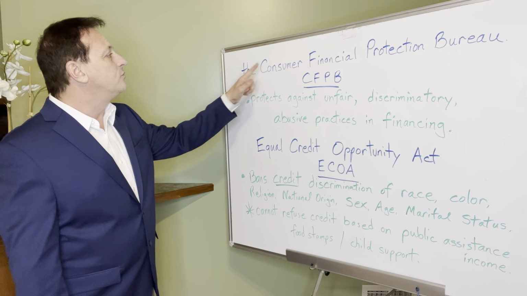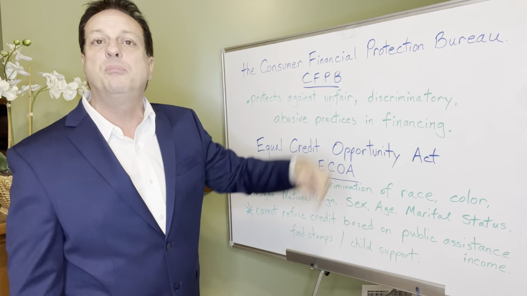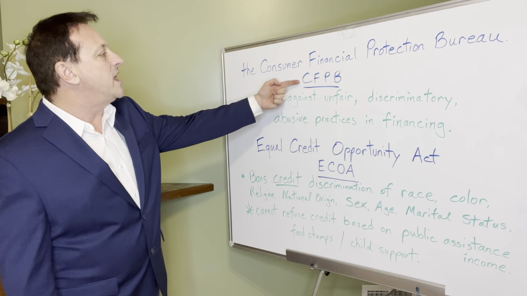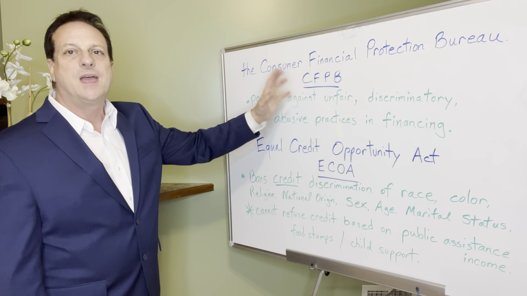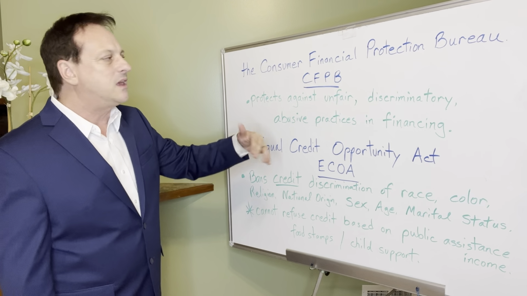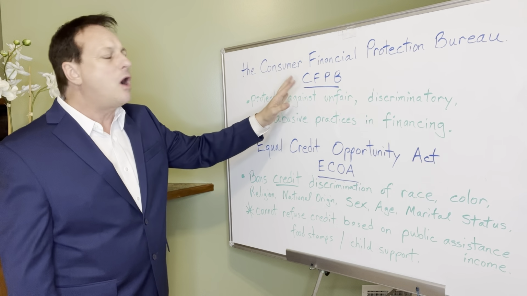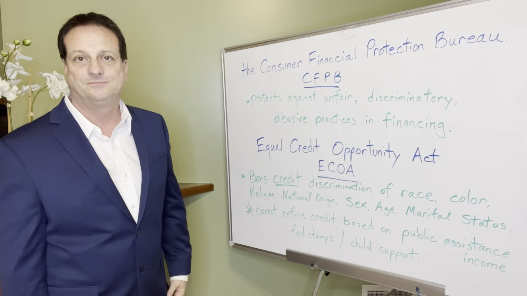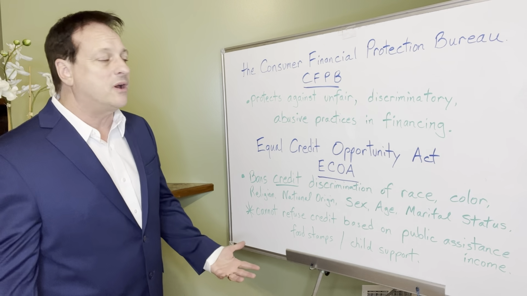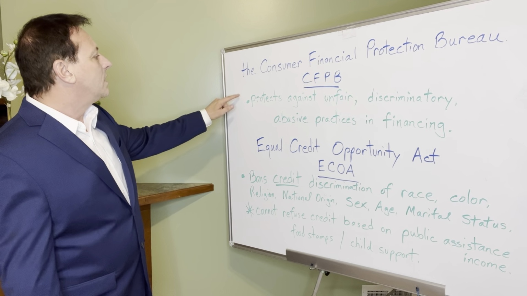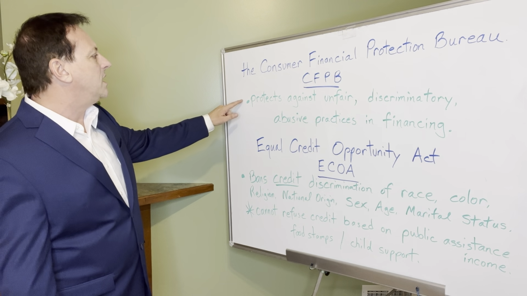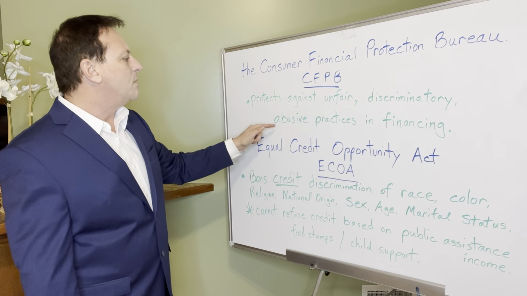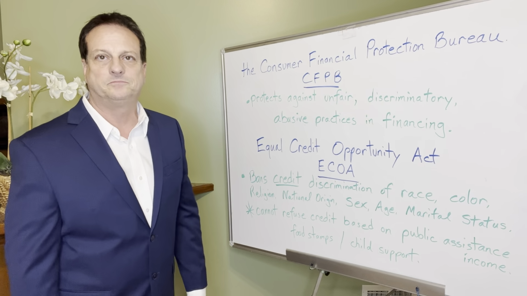The first one, the Consumer Financial Protection Bureau. Screenshot this. It's abbreviated as CFPB. I want you to remember, when you think of CFPB, oh, I know, the Consumer Financial Protection Bureau. Now, I know this is kind of hard. You're just memorizing stuff. What is it? The CFPB protects against unfair, discriminatory, abusive practices in financing.